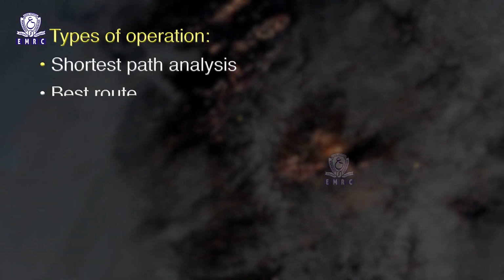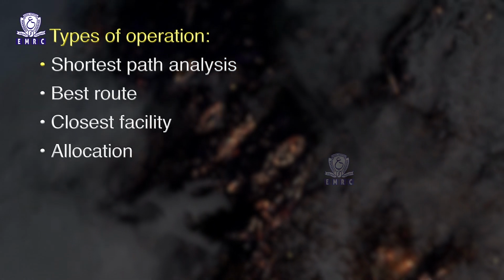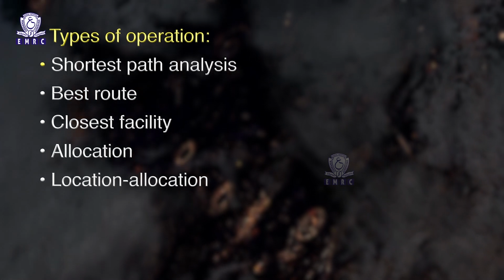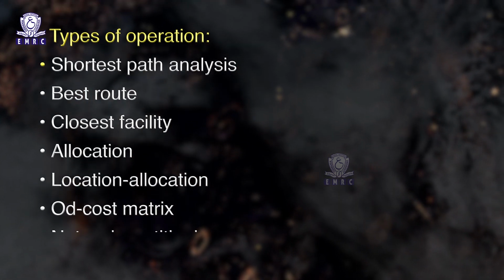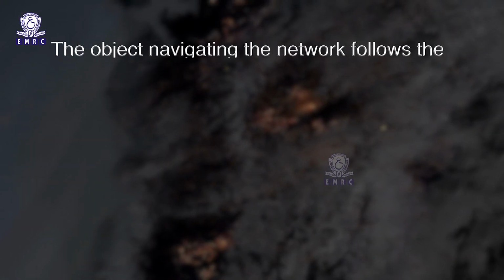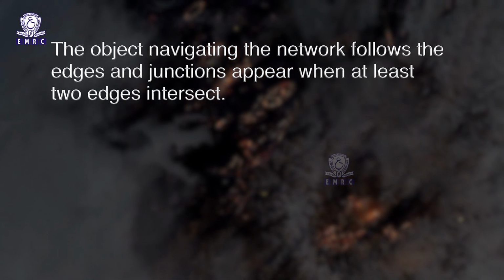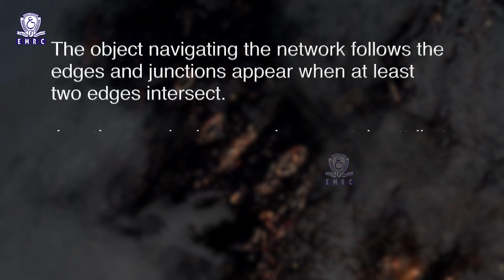Types of operations: shortest path analysis, best route, closest facility, allocation, location allocation, OD cost matrix, network partitioning. GIS networks are a system of interconnected lines termed as edges and intersections termed as junctions. It works as a path for movement of people, goods and services. The object navigating the network follows the edges, and junctions appear when at least two edges intersect.